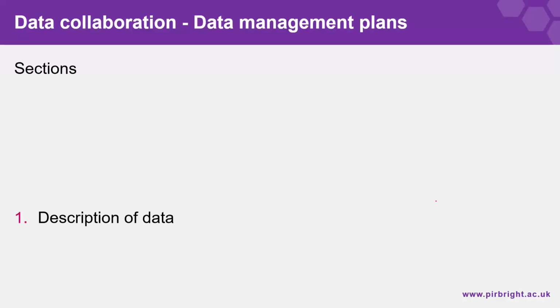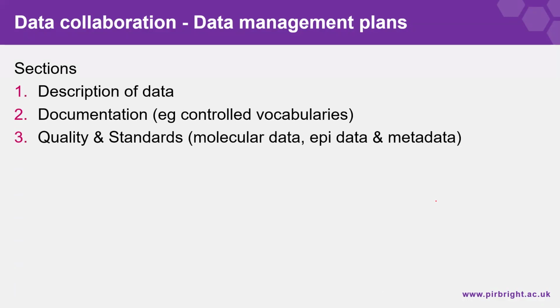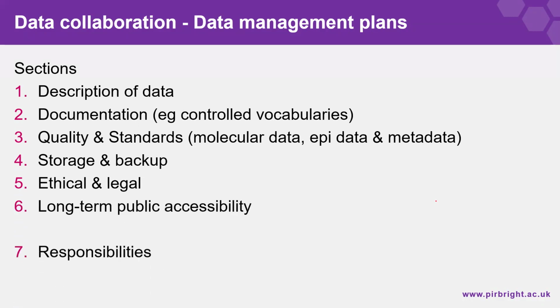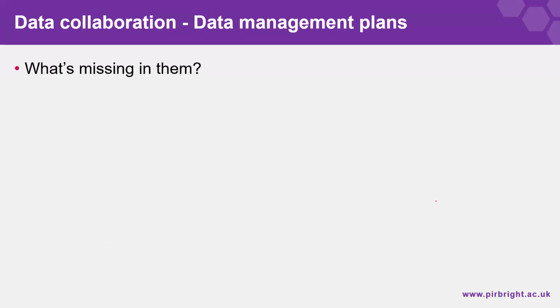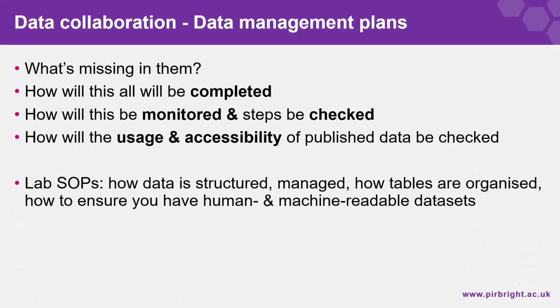And then if we're trying to find a data management plan around this, we would firstly describe the data, describe the documentation using controlled vocabularies, consider data quality and standards in this area, consider data storage and backup, consider the long-term public accessibility, the ethical and legal dimension, the responsibilities, and that leads us to the question of what's missing in them. And the struggle, and this links to what people do in the lab, is how this will be completed, how this will be monitored, how the steps will be checked that they're complete, and how the usage and accessibility of the published data will be checked. Therefore it could be useful to have lab SOPs in considering how lab data is structured, managed, how tables are organized, and how to ensure you have human and machine readable formats.